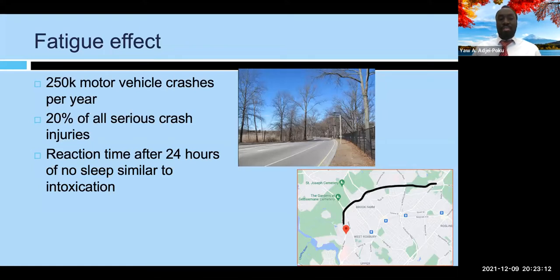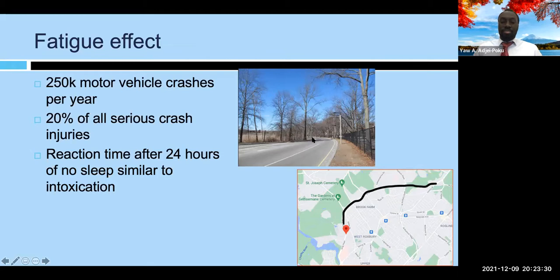The reaction time after 24 hours of not sleeping is similar to being intoxicated. So it is really important to recognize that fatigue is important. And if you're driving fatigued, you could be putting yourself and other people at risk.